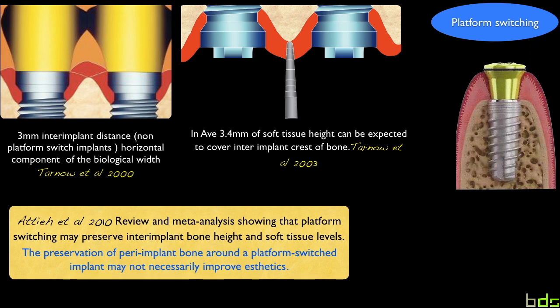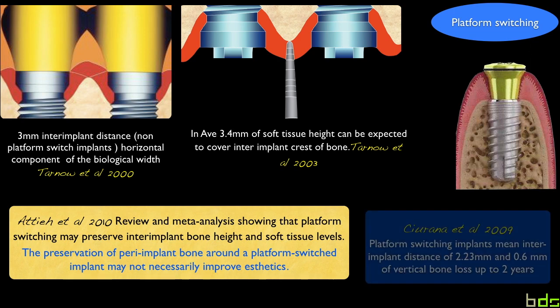They concluded that platform switching may preserve inter-implant bone height and soft tissue level probably in a better way than platform matching would do. Obviously, switching the components of a biologic width will help preserve bone around implants, but that preservation of peri-implant bone may not necessarily improve aesthetics. This is one of their conclusions.